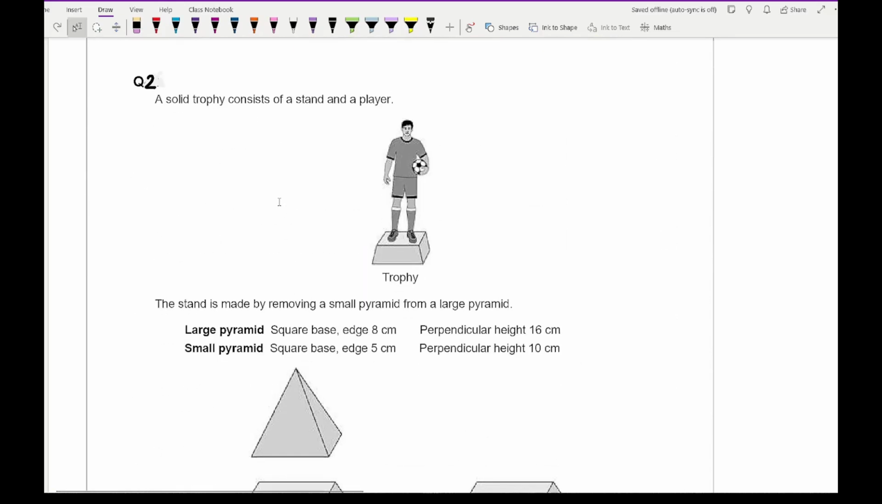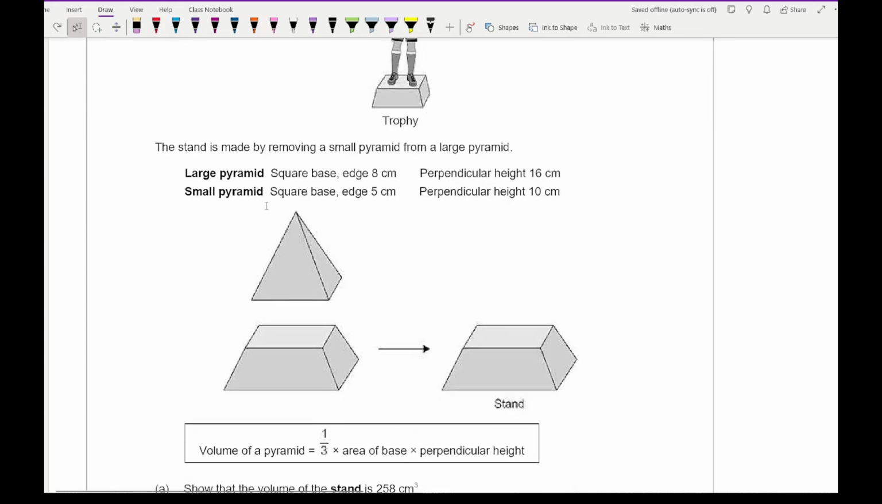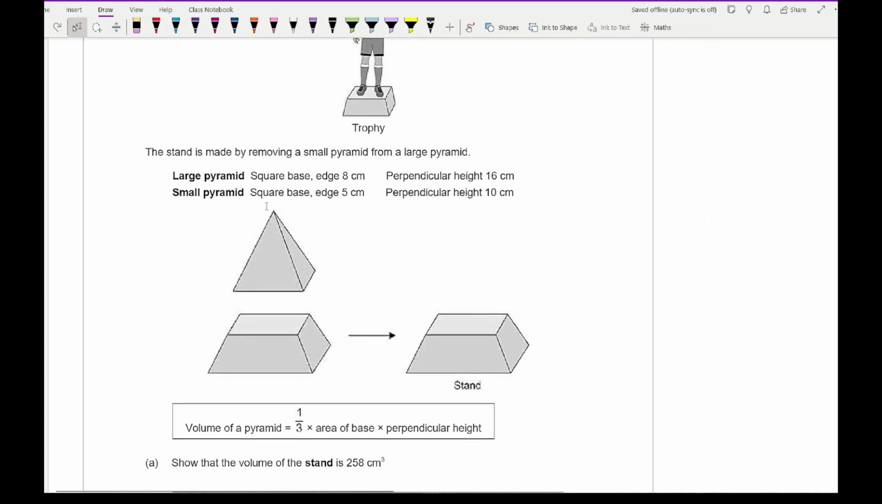Moving on to question 2, it says that a solid trophy consists of a stand and a player. The stand is made by removing the small pyramid from the large pyramid, and we've got our calculation here, and it gives us a formula for a pyramid. The question for part A is to show that the volume of the stand is 258 cubic centimetres.